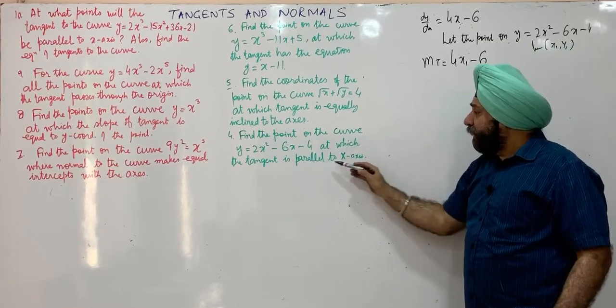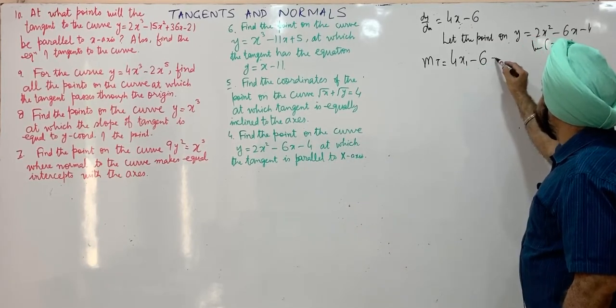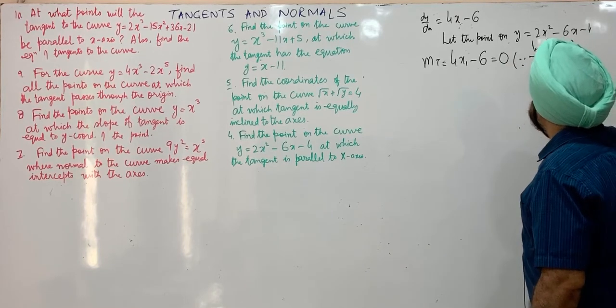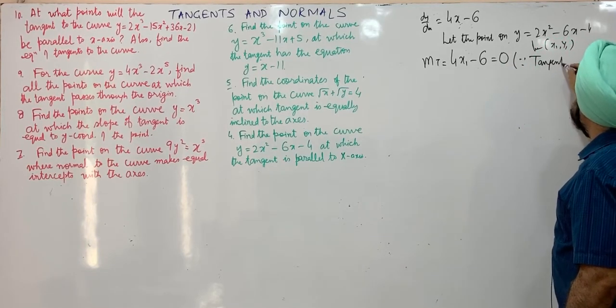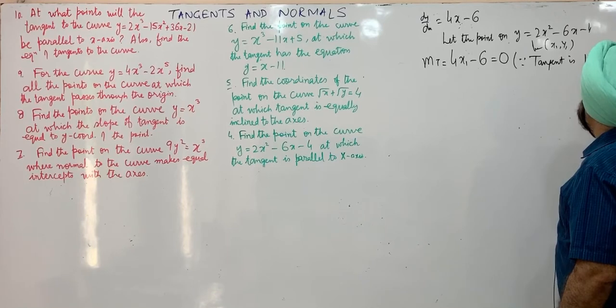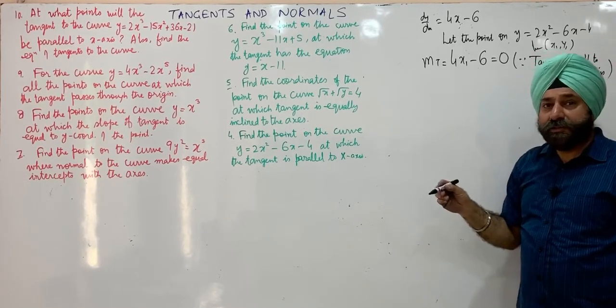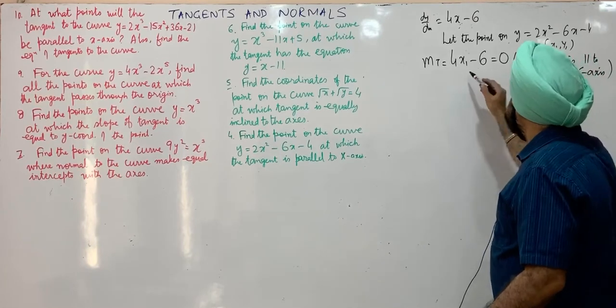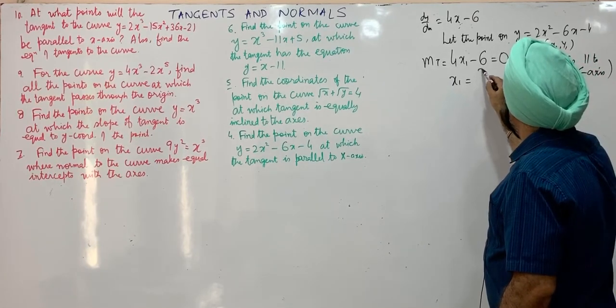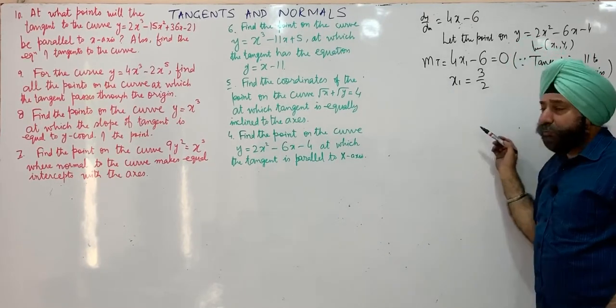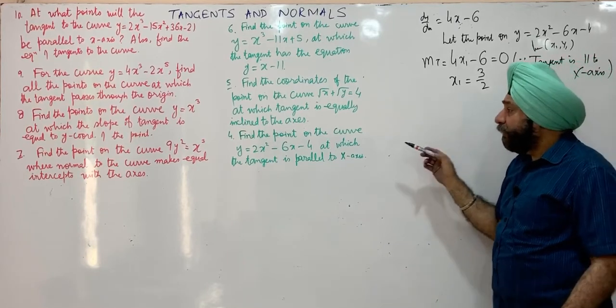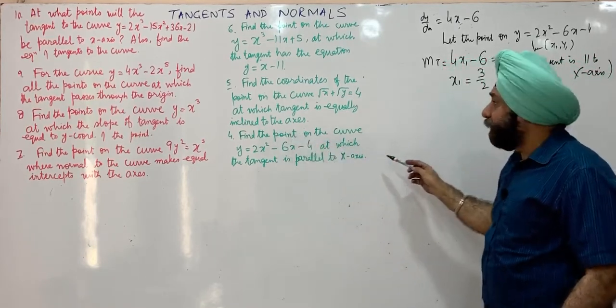Since the tangent is parallel to the x-axis, the slope of the tangent is 0. If a line is parallel to the x-axis, its slope is 0. This gives us x1 as 3 by 2. How do we find the y coordinate? The point means the x coordinate as well as the y coordinate.